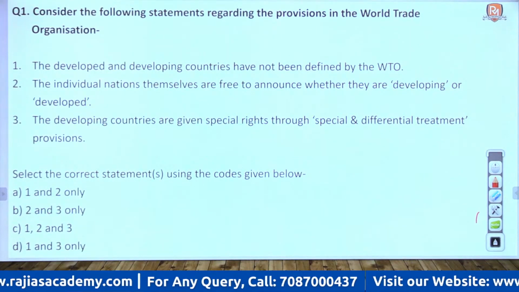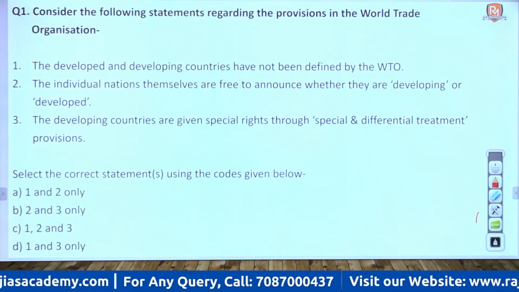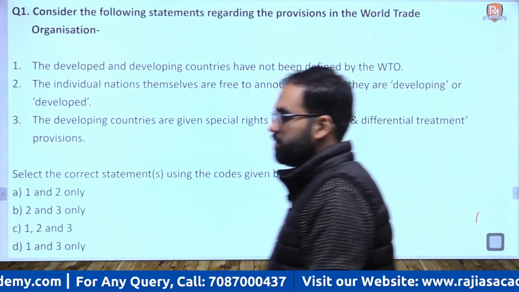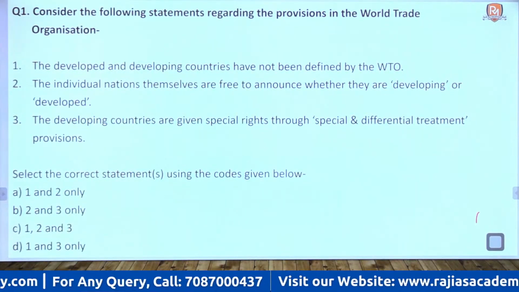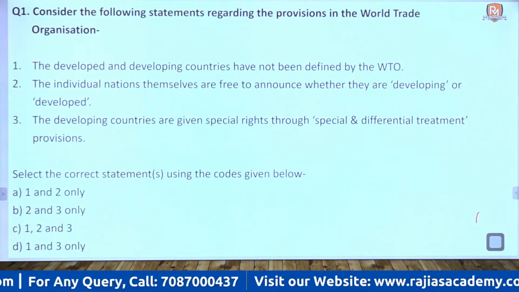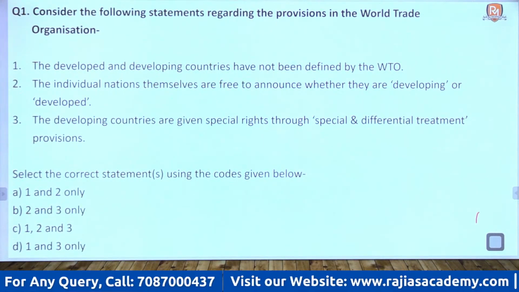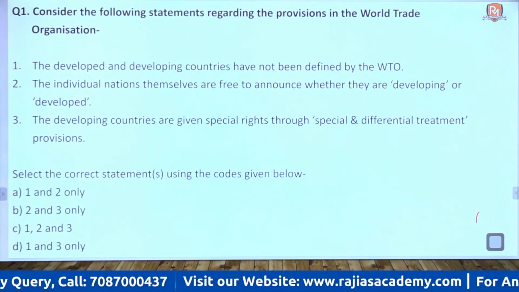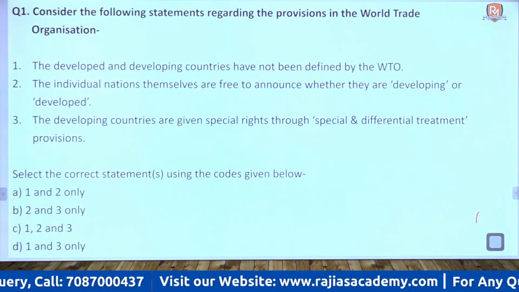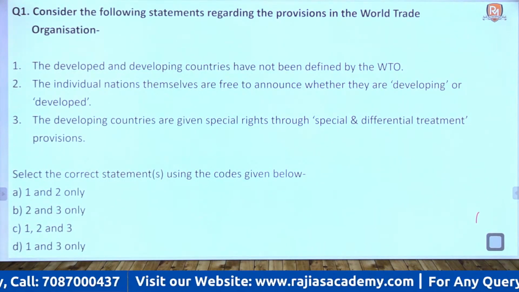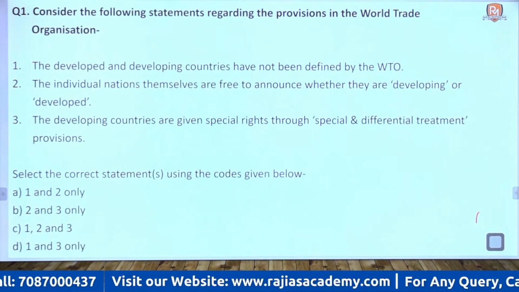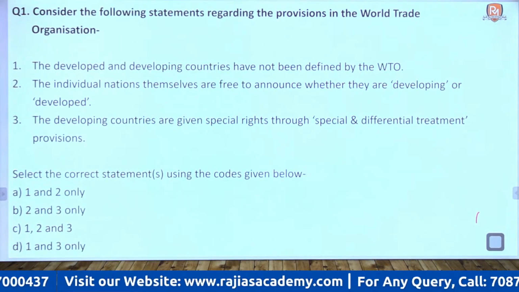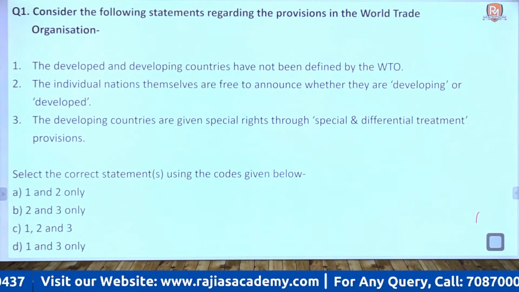Let's now take this question. Consider the following statements regarding the provisions in the World Trade Organization. The first statement reads, the developed and developing countries have not been defined by the WTO. Second, the individual nations themselves are free to announce whether they are developing or developed. And third, the developing countries are given special rights through special and differential treatment provisions. Yes. So please mark the answers in the comment section.